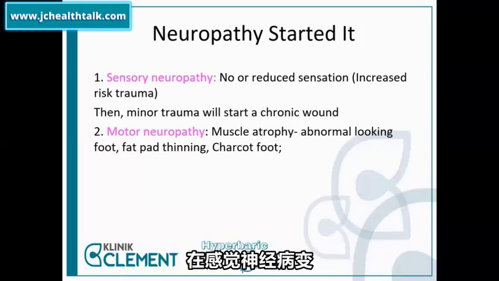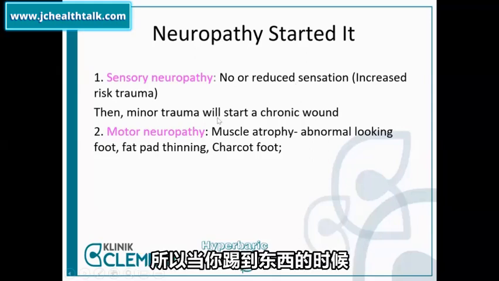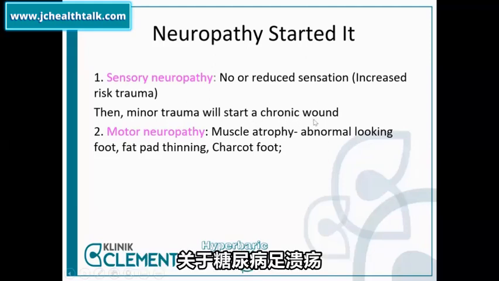So in sensory neuropathy, what actually happens in a diabetic is there is no or reduced sensation on your feet. So when you kick on something, you do not feel the pain. And that's how we start a chronic wound, the diabetic foot ulcer.